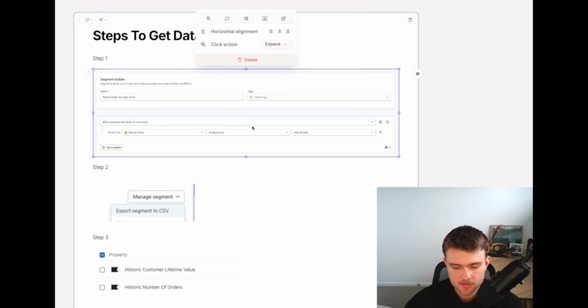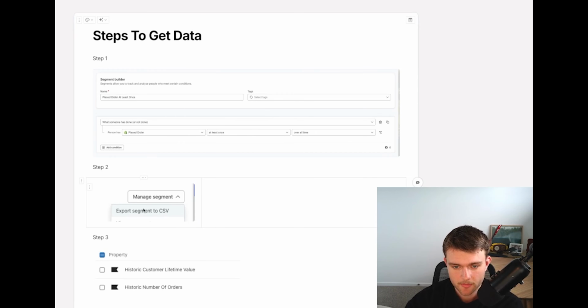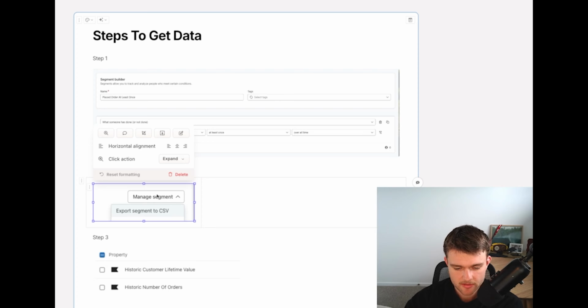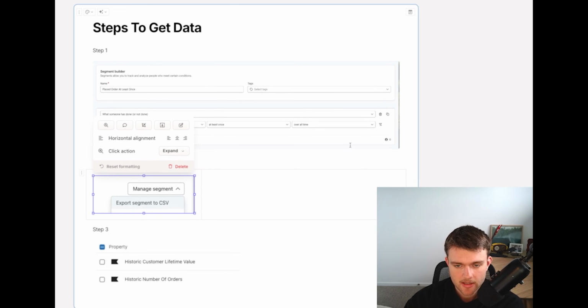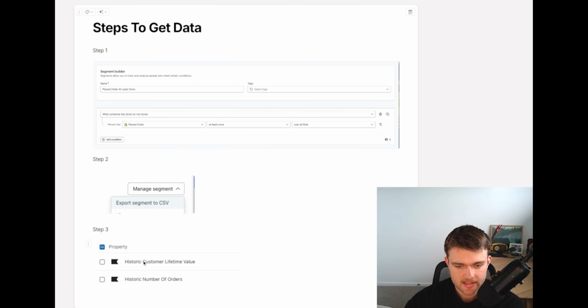Now, how do you get this data? The first thing you're going to do is go to Klaviyo and build a segment of everyone who has placed an order with you at least once over all time. From there, you're going to export this segment by clicking Manage Segment, Export. You're going to download a CSV with these three properties: their email, which will automatically be clicked, and then you want to go and get their historic customer lifetime value and their historic number of orders.